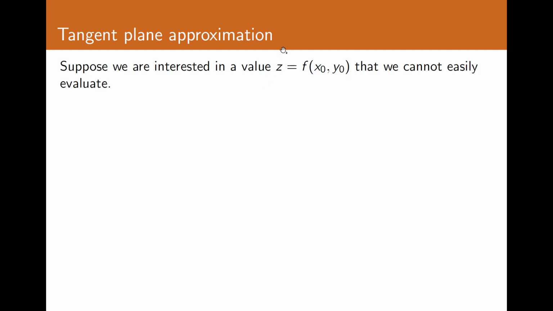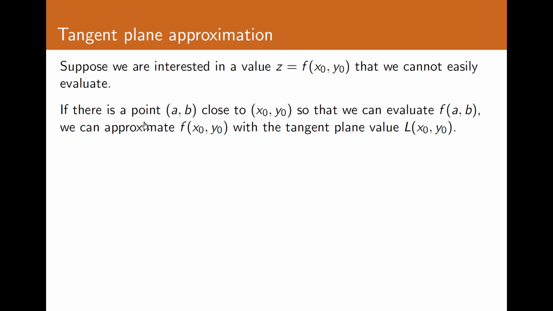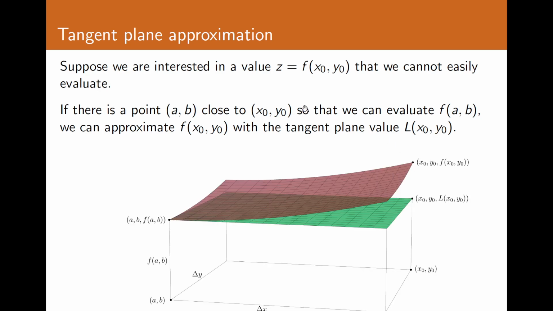So we can do the same type of thing with tangent planes. If we have a point (a, b) close to the point (x0, y0) where we're trying to evaluate f of x0, y0, and we can evaluate f at (a, b), then we can find the tangent plane at (a, b), and f of x0, y0 will be pretty close to the tangent plane value L of x0, y0. You can see this in a picture here.